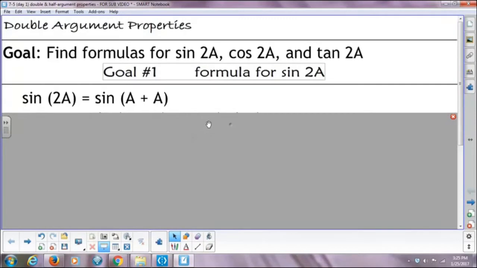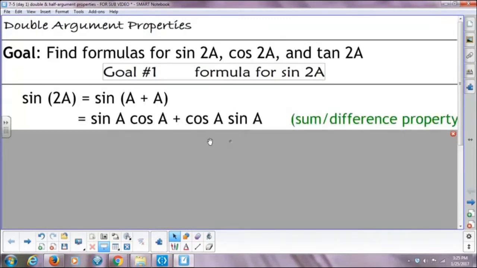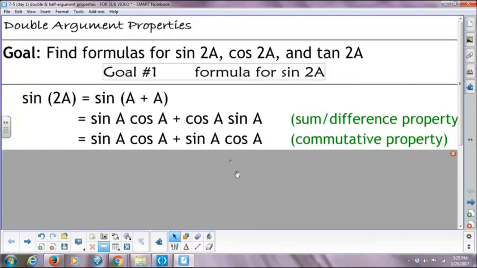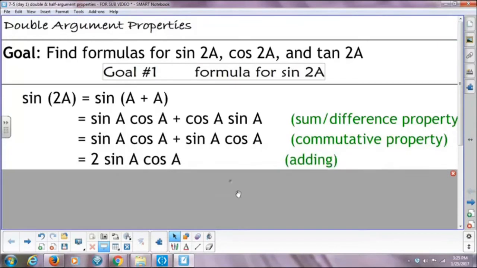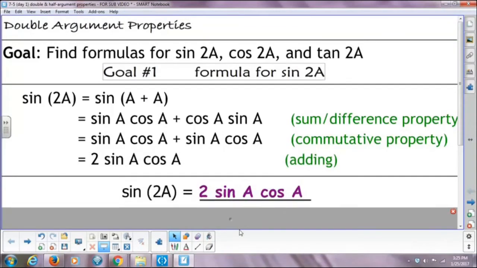So what's our chant for sine? Sine, cosine, cosine, sine. So we have sine of a, cosine of a, cosine of a, sine of a. Notice if you switch the order, you really have two of the exact same thing, okay? So then you have 2 sine of a, cosine of a. So that is our property. This double argument for sine is 2 sine of a, cosine of a, okay?